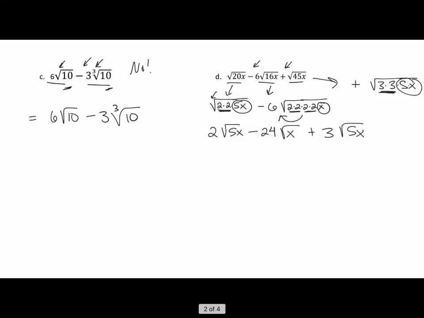All right, now all of these are simplified, and we do have like radicals here with the square root 5x, so I can add the numbers in front. 2 plus 3 is 5 root 5x's, and then that middle term just stays as it is to simplify this expression here.